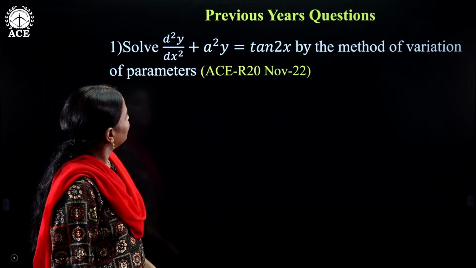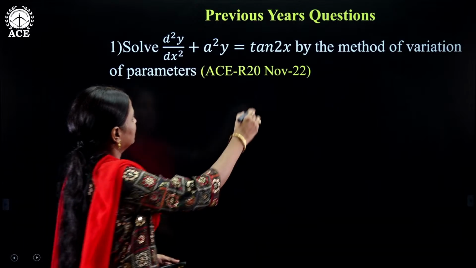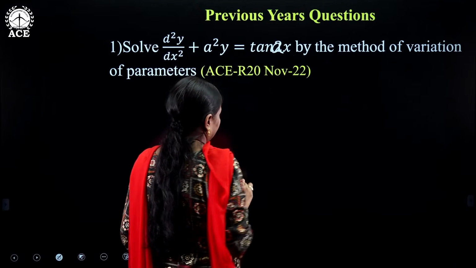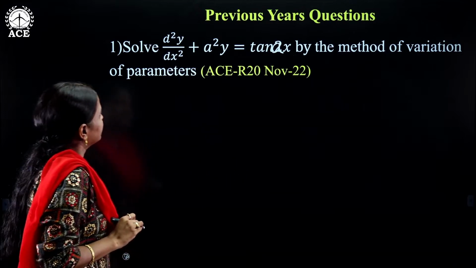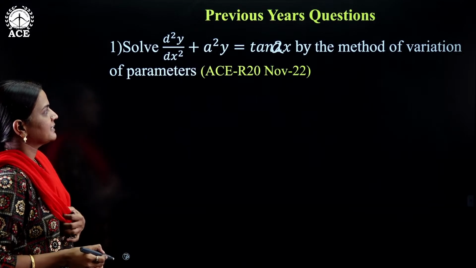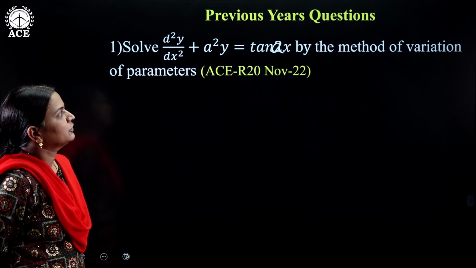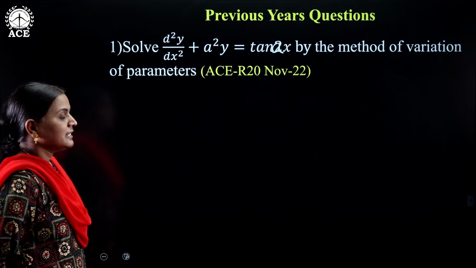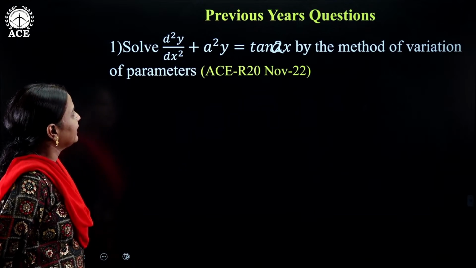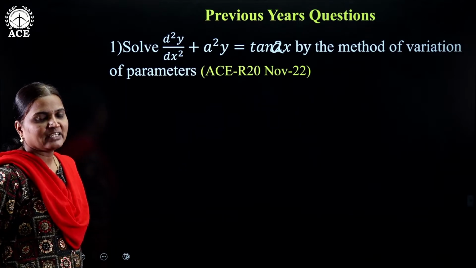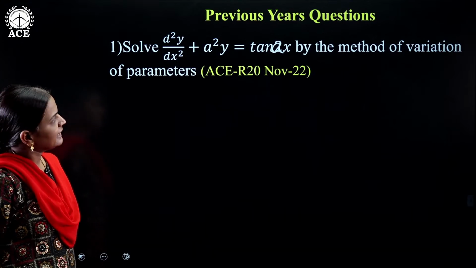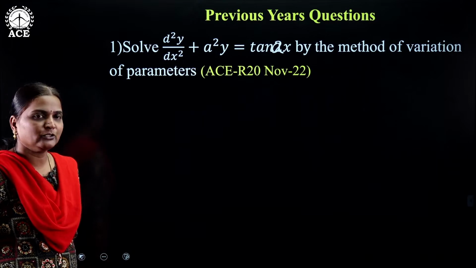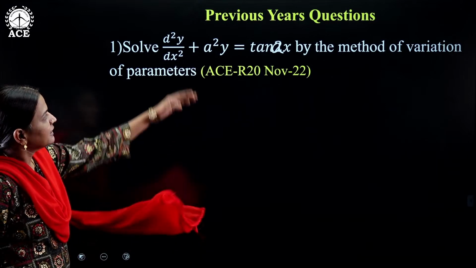This is the most frequently repeated question. Solve d square y by dx square plus a square into y is equal to tan ax by the method of variation of parameters. Same question: d square y by dx square plus 4y is equal to tan 2x. d square y by dx square plus 9y is equal to tan 3x. So this is the general question.